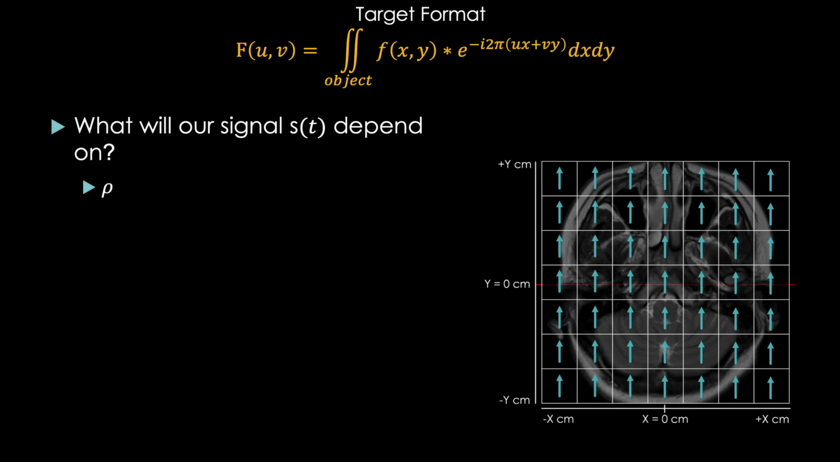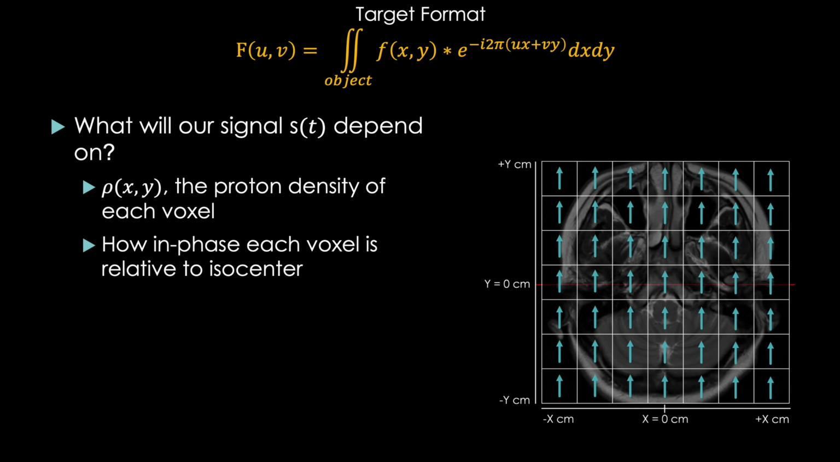Ultimately, it comes from the proton density within our slice. The number of protons within our slice determines how big of a magnet we can build within it, which then determines the maximum amount of signal we can generate. But we can be a little more specific here because mathematically we want to know what's going on at the individual voxel level. So we'll say that the signal depends on the proton density, rho, at each point xy within our slice. Is that all? It turns out the other major factor is how in phase or in line the magnet within each voxel is relative to our reference voxel, the isocenter. What do we mean by this?